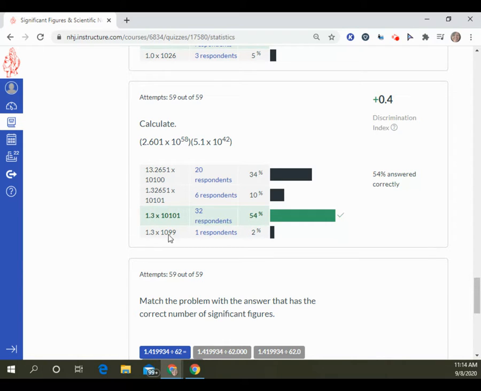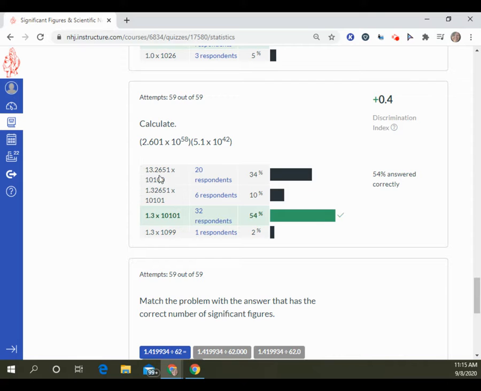Correct answer. And the tricky thing about this is that every single one of these answers is correct. Well, this one is not correct, but the first factor has a correct part to it. So that means you really had to pay attention to what you were doing. So when we multiply scientific notation, you add the exponents. So 58 and 42 gives me 100. And then you multiply these numbers. When I multiply 2.601 times 5.1, I'm going to get 13.2651. That is the actual calculator number that you get.